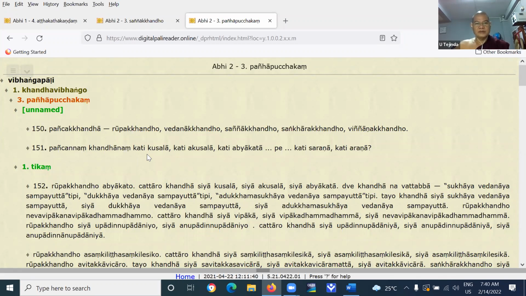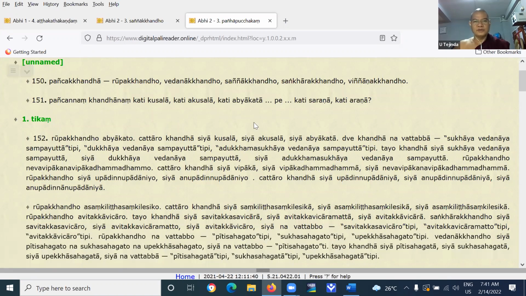Of the five aggregates, how many are associated with sukha vedana, with dukkha vedana, with adukkhamasukha vedana? Of the five aggregates, how many are vipaka, vipakadhammadhamma, neither vipaka nor vipakadhammadhamma? Of the five aggregates, how many are upadinnupadaniya, anupadinnupadaniya, anupadinnanupadaniya? How many are sanidassana sappatigha, anidassana sappatigha, anidassana appatigha? Of the five aggregates, how many are hetu, na hetu, sahetuka, na hetuka? So you have to make all the questions here. You see, it is mentioned only in one sentence, but we need to do all the tika and duka for the question. So that is the question.